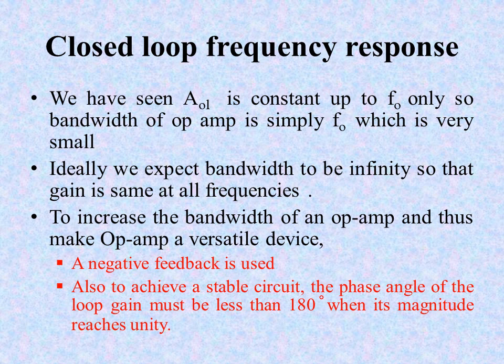In order to increase the bandwidth of the op amp and to make the op amp a versatile device, two things can be done. First, negative feedback should be used, and second, it is very important, in order to achieve a stable circuit, the phase angle of the loop gain must be less than 180 degrees when its magnitude reaches unity. If these 2 points are considered, then the operational amplifier behaves as a versatile device. It can be used in various applications, and its bandwidth increases. So this is all about the frequency response of the operational amplifier.